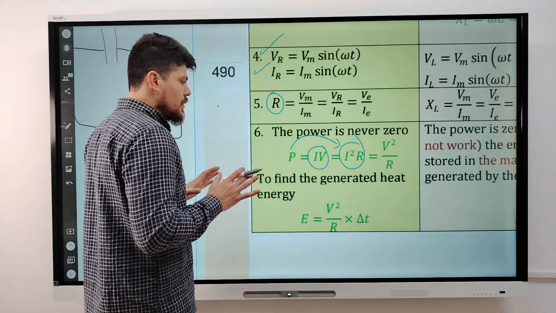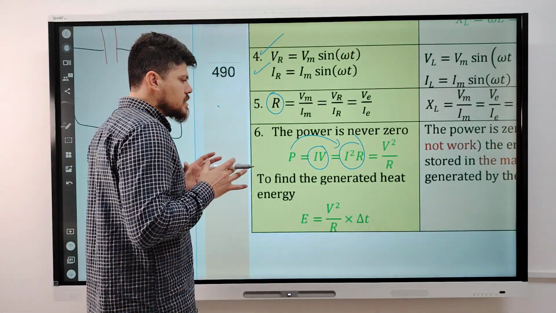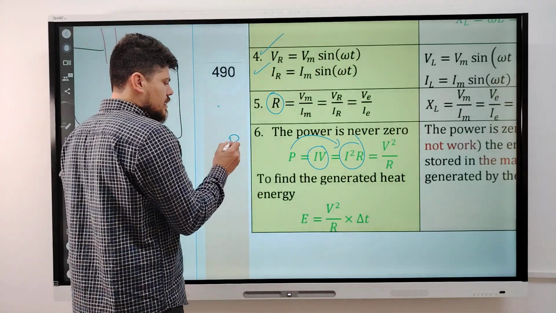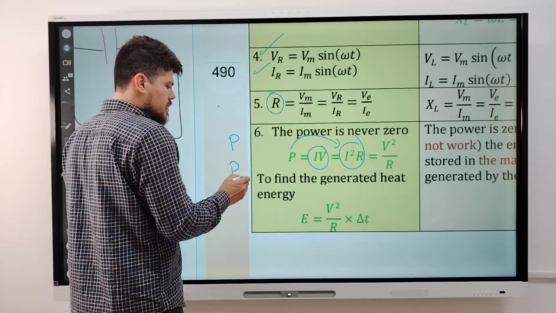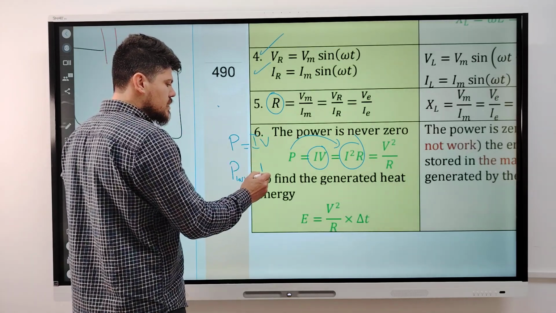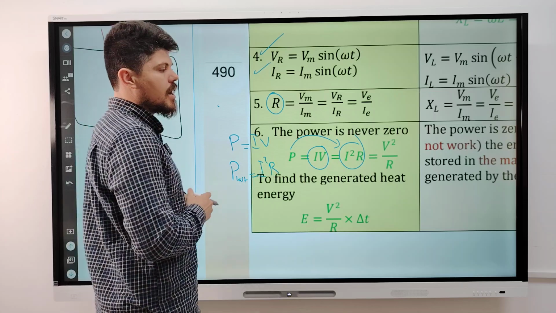So it is very important for students to make this distinction or difference between the power of the circuit and power lost. Power of the circuit is equal to IV, but P lost is equal to I squared R.